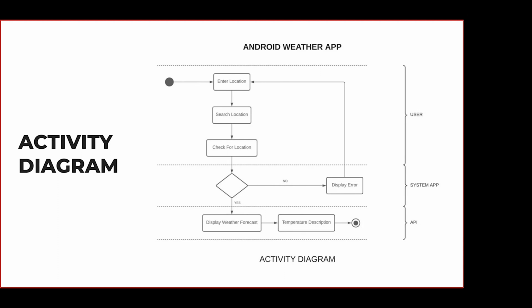First the user will enter the location, and the app will search for the location. It will check whether the location is found or not. If the location is not found, it will display an error. If the location is found, it will display the weather report or weather forecast and temperature of that particular location. Here the location verification, whether it is present or not, is done by the app, and user input is done by the user. And next, displaying of the weather report and temperature is done by the API.